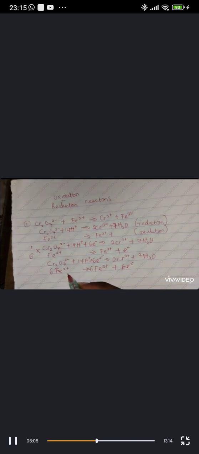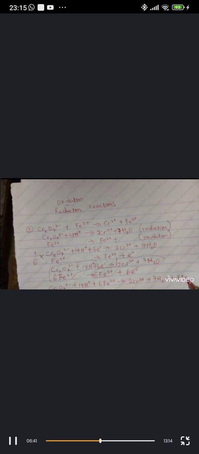That means I'm to add all the reactant side together and all the product side together. So by doing that, see my reactant side here, I'll add it together. See my product side here, I will simply add that together. So I have Cr2O7 2− plus 14H+ plus 6Fe2+ to give me 2Cr3+ plus 7H2O plus 6Fe3+.